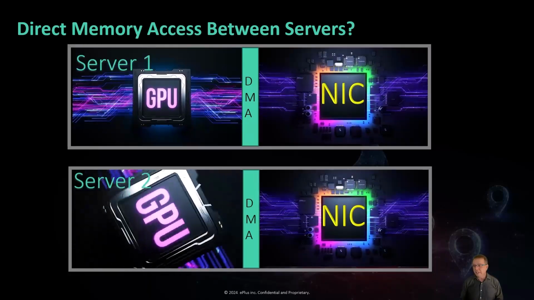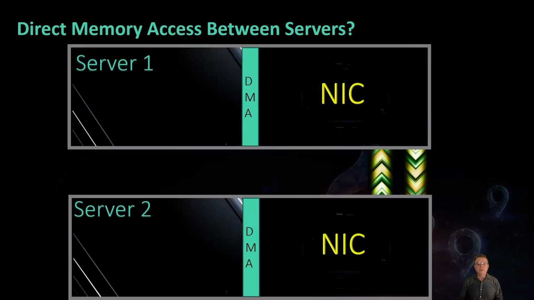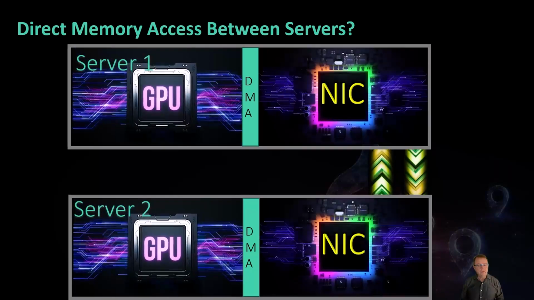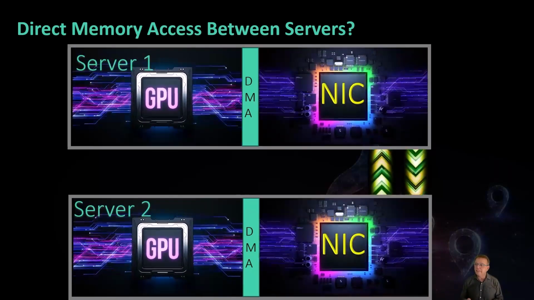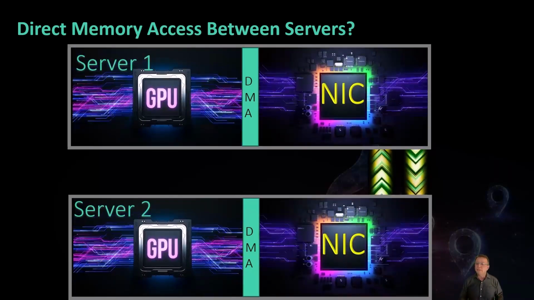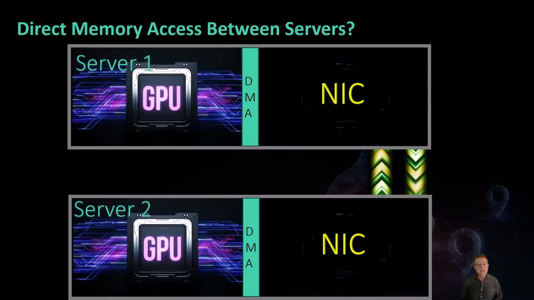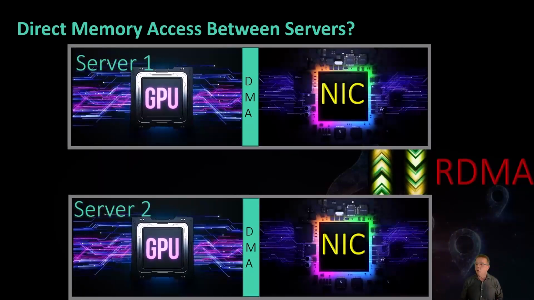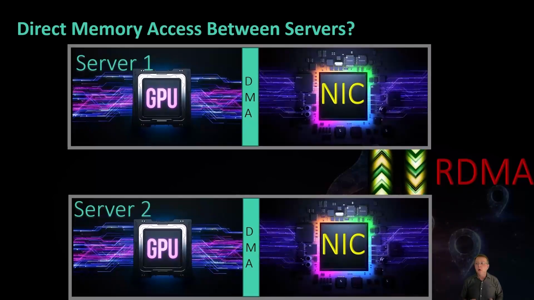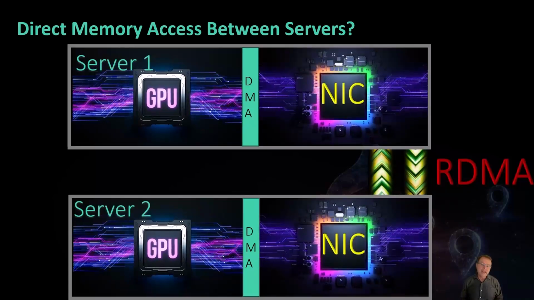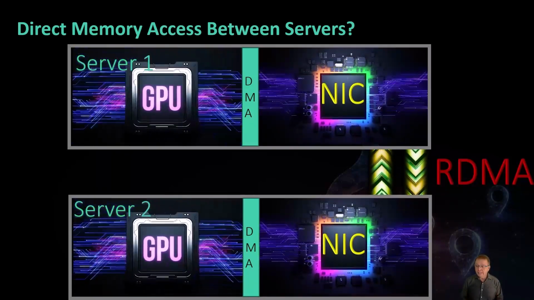Now all we need to do is allow them to communicate with each other. We want them to be able to chat with each other and send information back and forth. We want to do DMA, but not in the same server, but in a remote server. So we call this remote DMA, or RDMA, remote direct memory access.